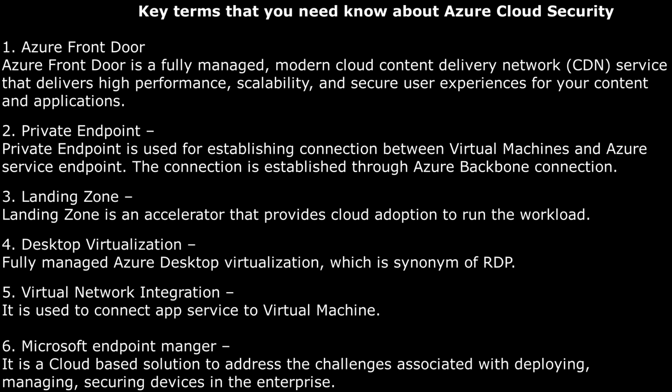2. Private Endpoint. Private Endpoint is used for establishing connection between virtual machines and Azure Service Endpoint. The connection is established through Azure Backbone Connection. 3. Landing Zone. Landing Zone is an accelerator that provides cloud adoption to run the workload.